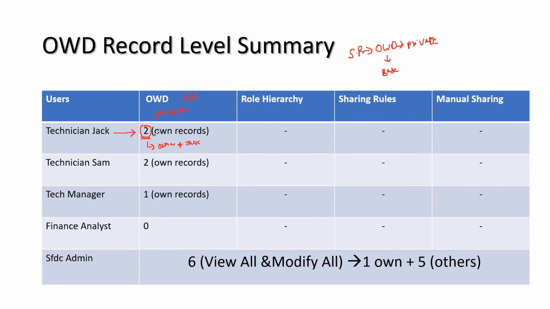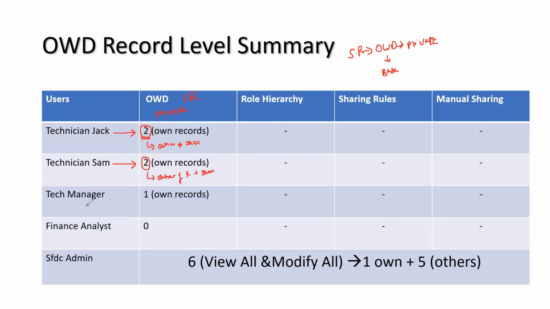So the number of records that he can see as of now is 2, because he is the owner of those records. If only the OWD configuration is set to private for that particular object, the number of records a user can see depends on how many records they own. Same is the case with technician Sam. He owns 2 records here, so the number of records he can see is 2 because he is the owner of those records.